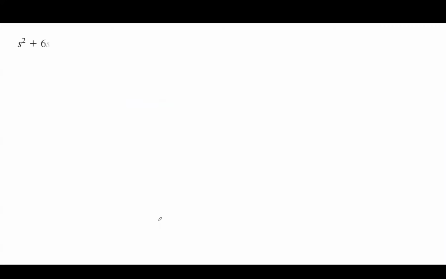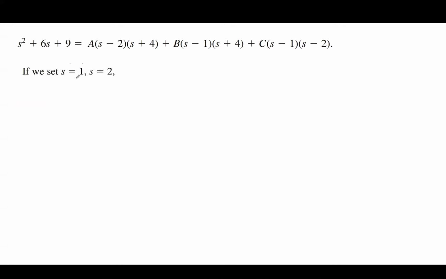Very good. So far we saw that s squared plus 6s plus 9 is equal to a times (s minus 2) times (s plus 4), plus b times (s minus 1) times (s plus 4), plus c times (s minus 1) times (s minus 2). We can use a shortcut. The roots here are 2, negative 4, and 1. So if we set s equal to 1, s equal to 2, and s equal to negative 4, we can eliminate some of these terms and calculate the missing value.